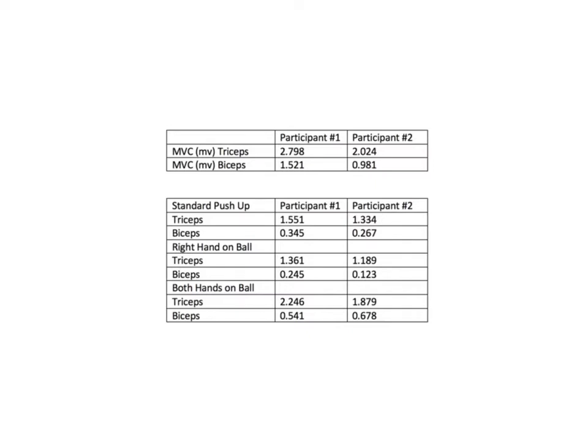Just a side note, I basically made up the data a bit, but the process is the same. So we're going to collect the MVC for both the triceps and the biceps, and then we are going to collect data for triceps and biceps for a standard push-up for participant one and participant two, for a push-up with the right hand on the ball, and both hands on the ball.